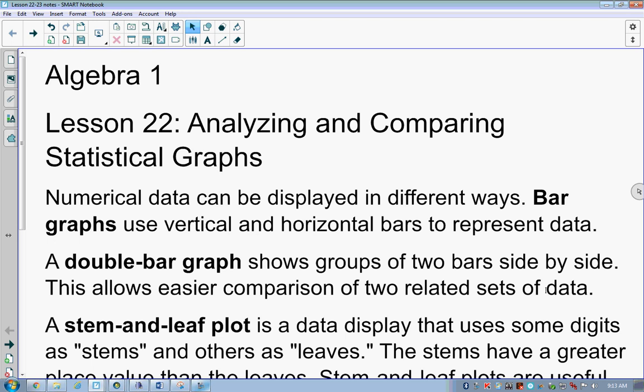This is Algebra 1, Lessons 22 and 23. Starting off here with Lesson 22, we're going to talk about analyzing and comparing statistical graphs. These are going to be like bar graphs, double bar graphs, stem and leaf plots, pie charts.